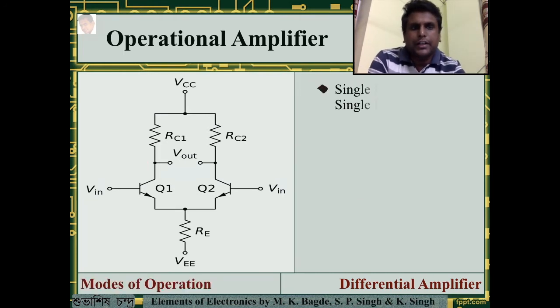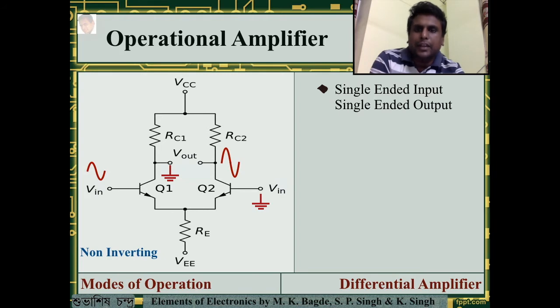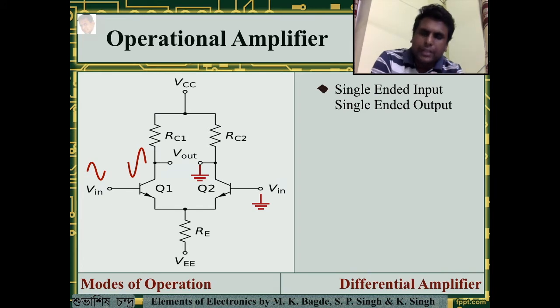For single-ended input, single-ended output, the input is provided to one of the terminals, the second terminal is grounded, and if we receive the output from the opposite transistor, we can see that it is amplified and in phase with the input. As the output is not inverted, this kind of operation is called the non-inverting mode of operation. The next case can be that we receive the output from the same transistor. In this case, again it is amplified, but it is out of phase with the input. This kind of output is called the inverting mode of output.